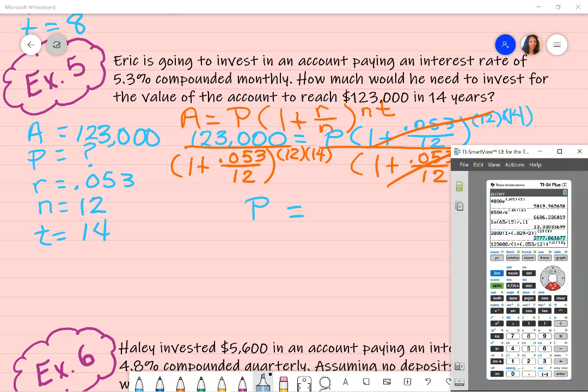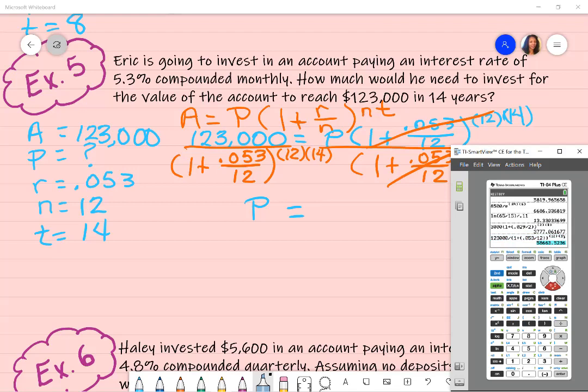I'm going to go down and I see 123,000 divided by, again, pay attention to where I put double parentheses on the end because I have two parentheses out front. Otherwise, it's going to throw your answer off. And my final answer is $58,663.52. Pay attention to the rounding here.